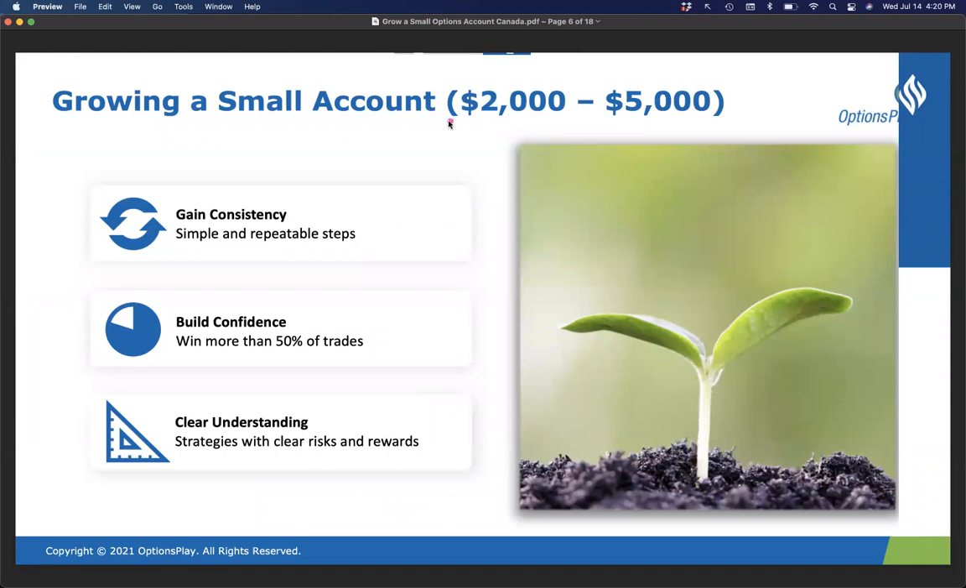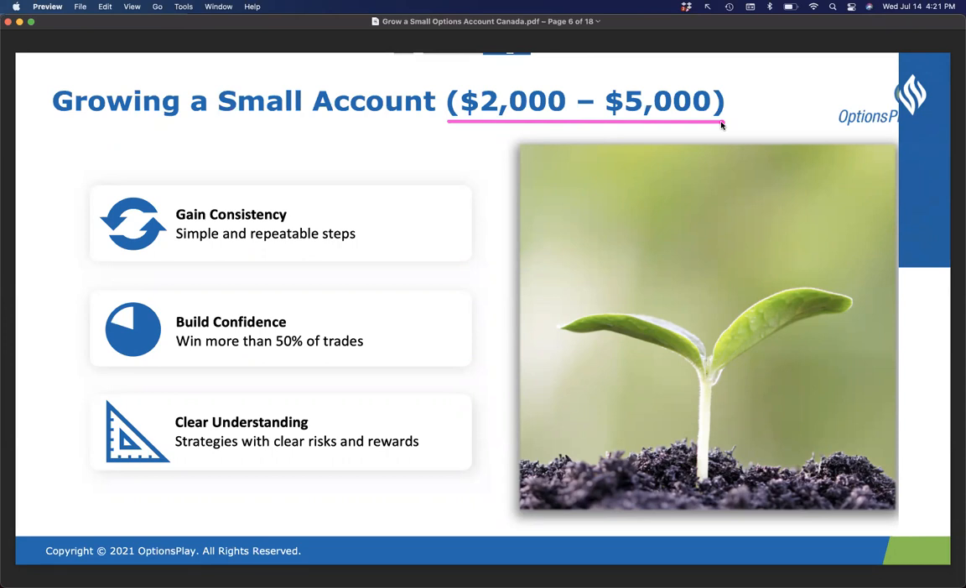And when I say growing a small account, I'm usually referring to accounts that are somewhere in the $2,000 to $5,000 range. You can trade an account less than $2,000, but you're going to find that it's almost impossible to really trade anything consistently, just because each contract that you trade is going to generally risk a significant portion of that. And that's why I find that anything under $2,000 really becomes quite difficult to get started. So if you have less than $2,000, my suggestion is to wait, build up that account until you get to above $2,000 before you trade your first option strategy.